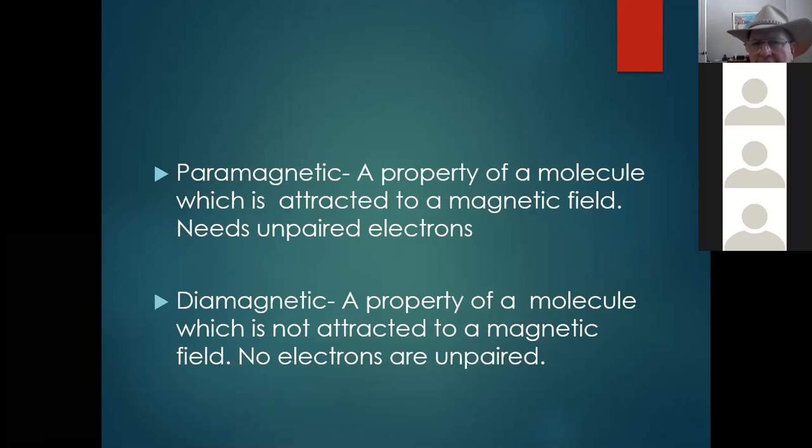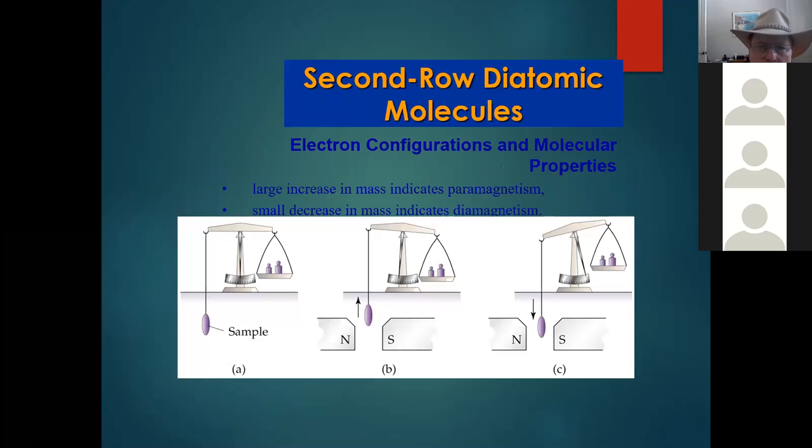Okay, paramagnetic is the property of a molecule that's attracted to a magnetic field. In order to be paramagnetic, you need to have unpaired electrons. Diamagnetic means that it's not attracted to a magnetic field. All the electrons are paired up. So if I have something that is all paired up, it's not going to affect the weight of this. If I have an attraction or a repulsion, that will indicate paramagnetism or diamagnetism.